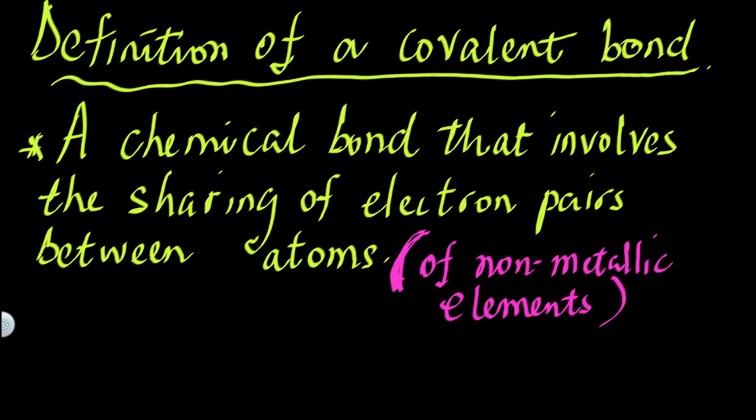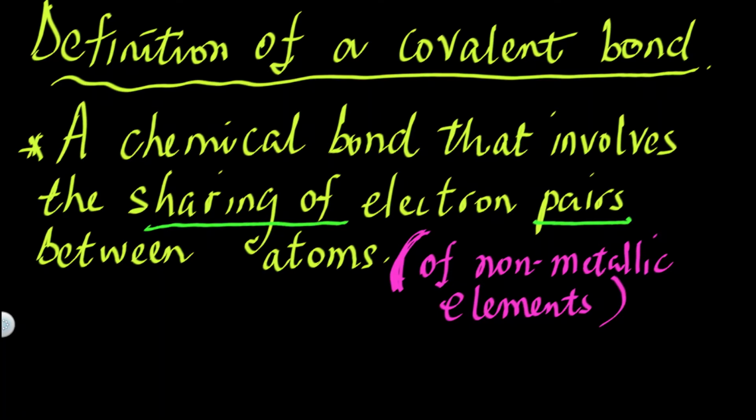There are very important things to point out in the definition. One, there is the sharing of electrons, and these electrons are not just shared singly. These are electron pairs that are being shared. So whenever you give your definition of a covalent bond, don't miss the sharing of electron pairs. It is also quite advisable to include that this involves non-metallic elements. Very, very important. So this is how we define covalent bonding.